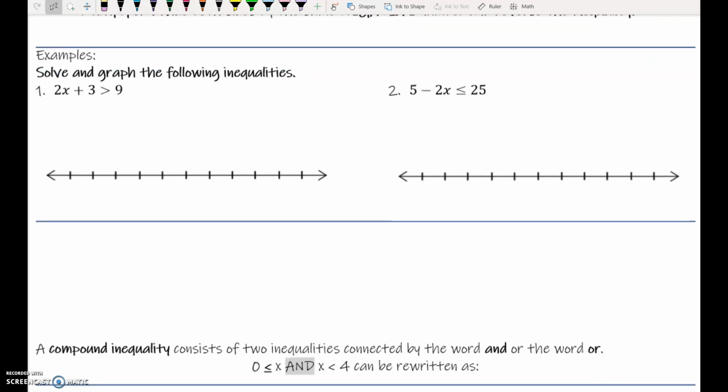Example 1, 2x plus 3 is greater than 9. We're going to treat this the same as an equation. What would you do first? Subtract 3. So 2x is greater than 6. We would divide by 2 to get our answer of x is greater than 3.